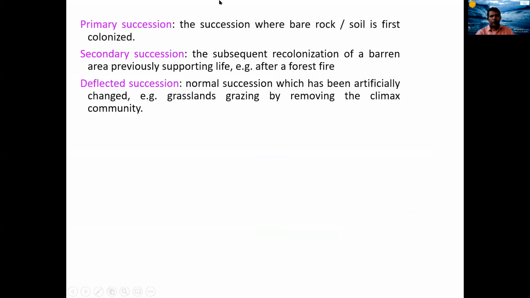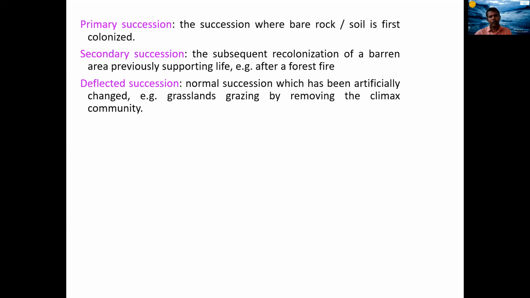Right. So the primary succession, then the secondary succession, and there is another type of succession. Actually, there are many different types of succession, but very basically we talk about primary succession and secondary succession, and there can be another type of succession. It's called the deflected succession. It's the same type of succession, but it might be changed for some reason.